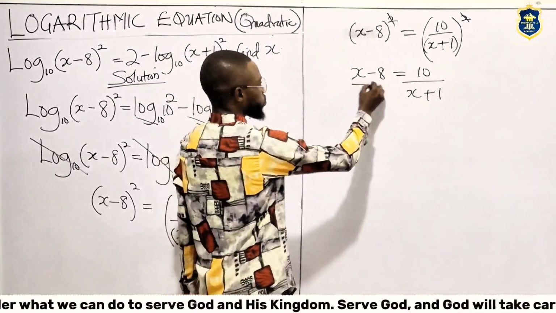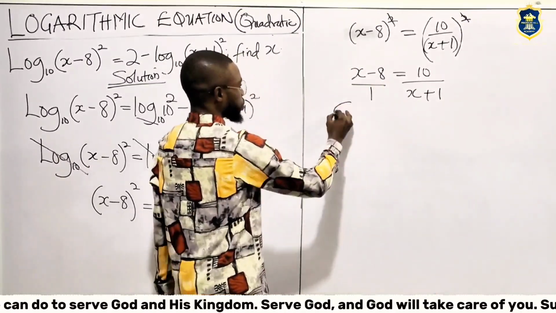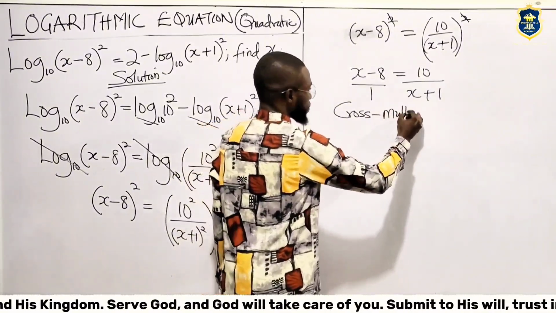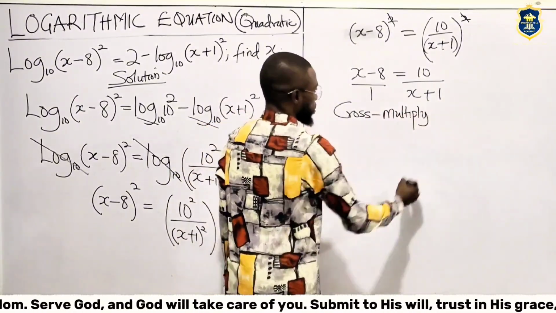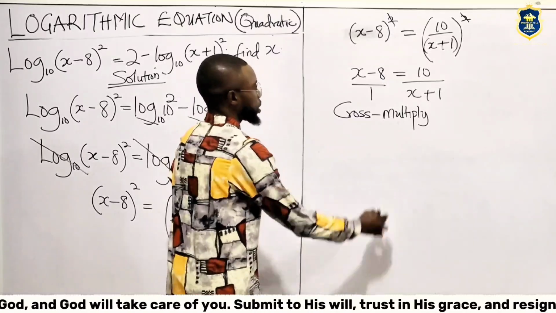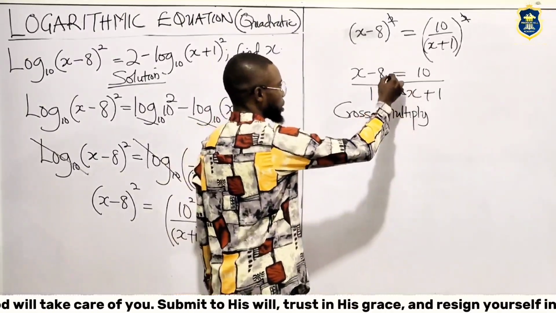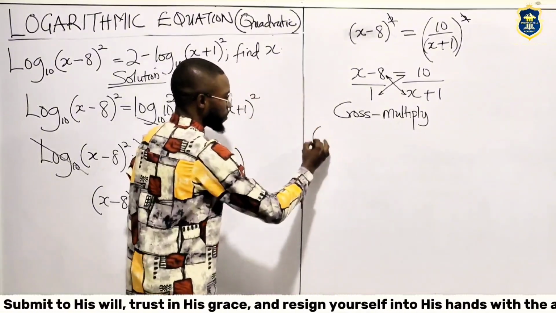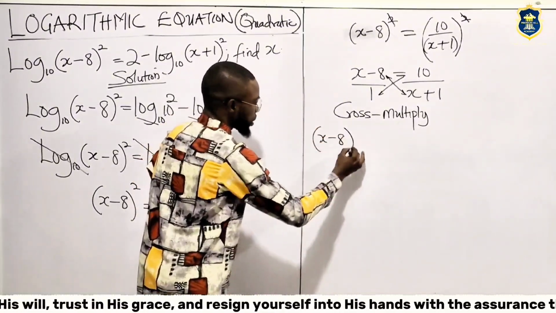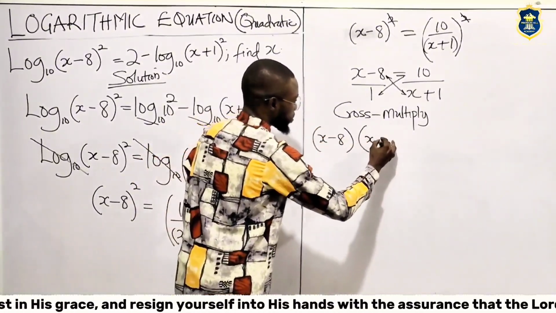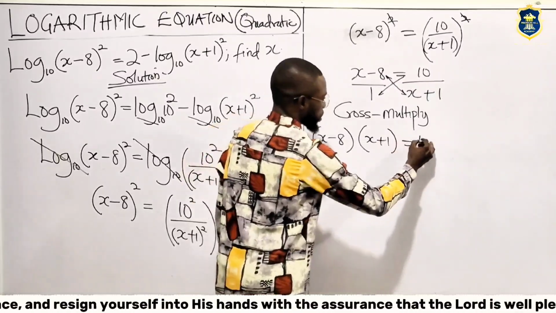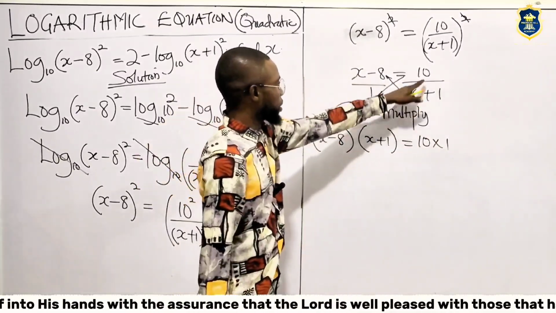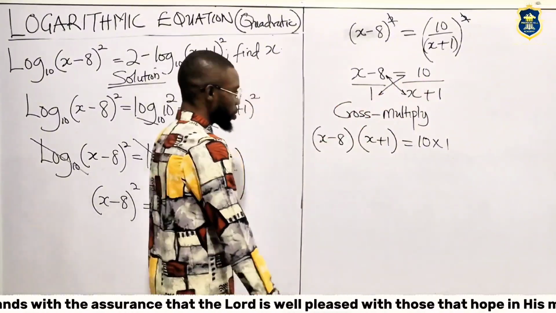What happens? Let's call this over 1. Then what do we do? We cross multiply. Right? By cross multiply, what do we do? This one will multiply this, and this 10 will multiply this. So with that, we're going to have (x minus 8) multiplying (x plus 1) equal to 10 times 1. That's what cross multiplying means. This will multiply this, and this will multiply this, right? So let's kick off what we have.